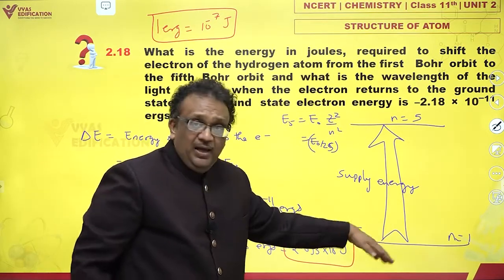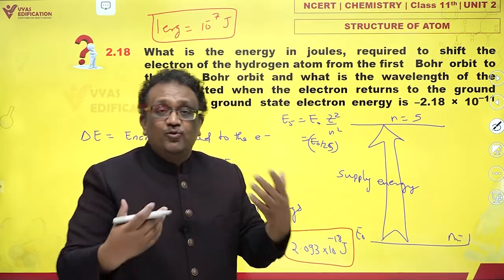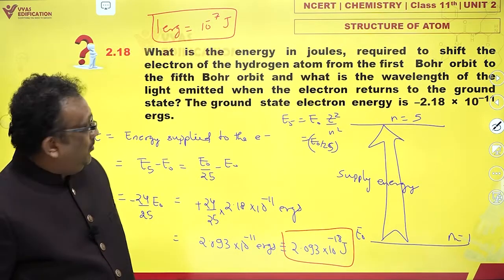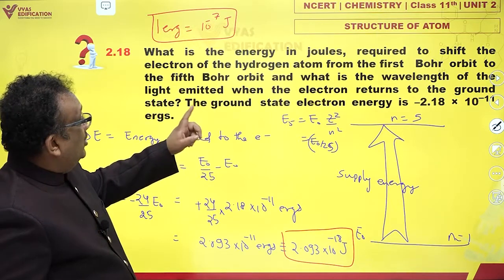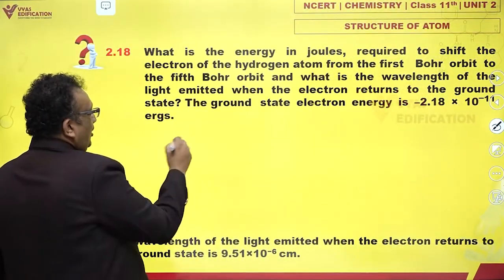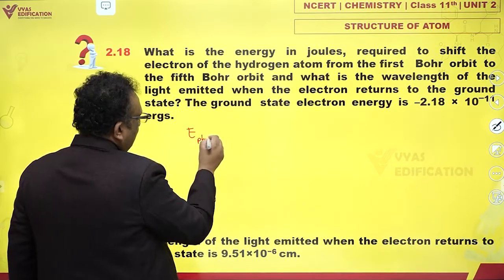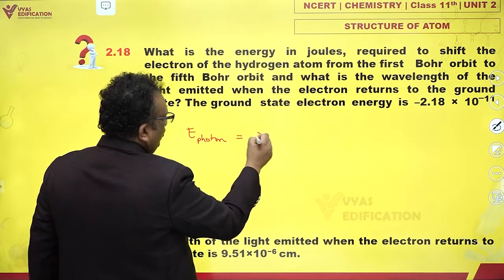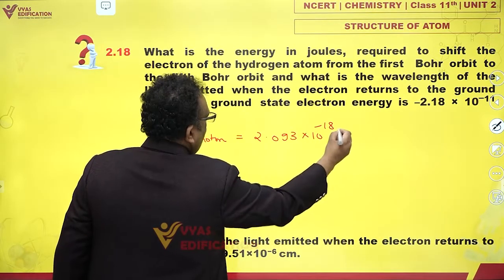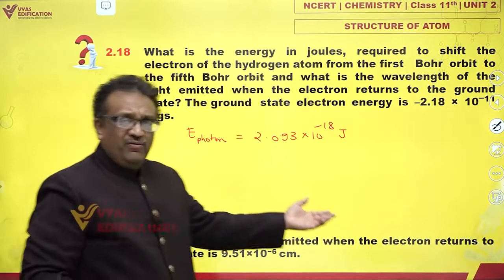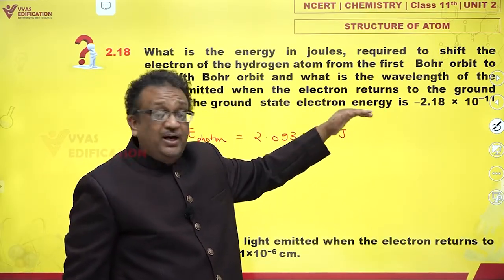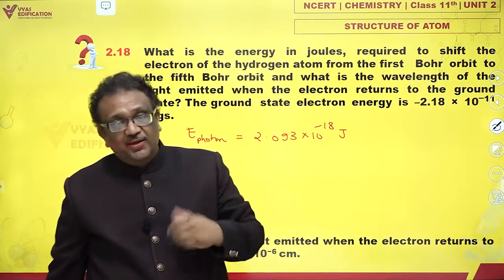And if it falls back, it is going to emit a photon, and the photon also would have exactly the same energy, right? And they've asked, what is the wavelength of light emitted? So let us find the wavelength of light. Now, the energy of the photon, we know this is 2.093 into 10 raised to minus 18 joules. We just calculated whatever energy is absorbed from 1 to 5, the same energy will be emitted from 5 to 1 if you go back.